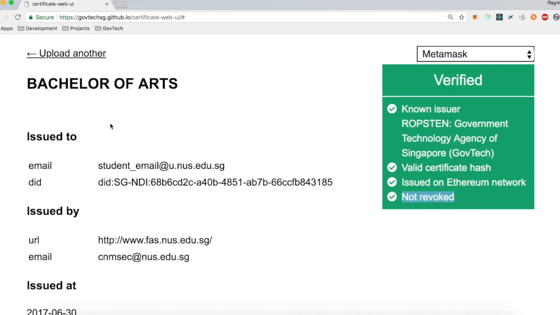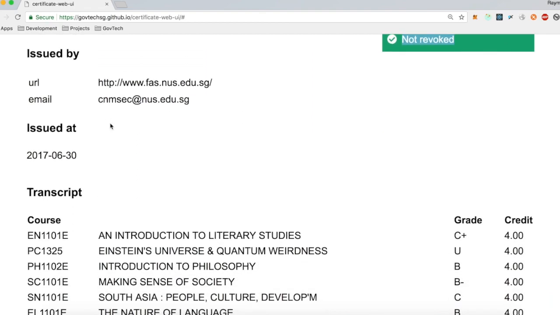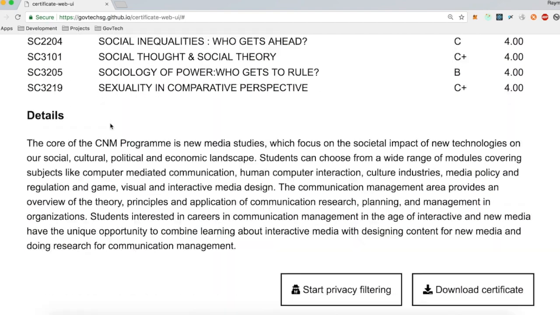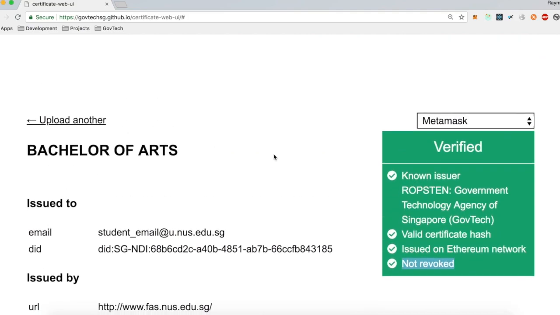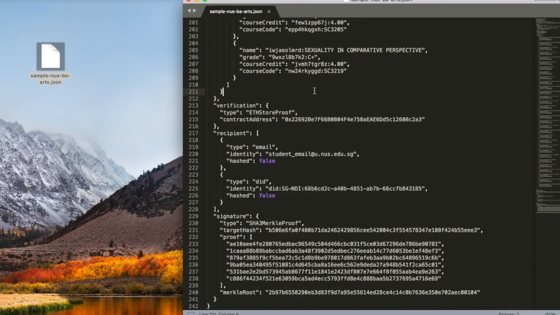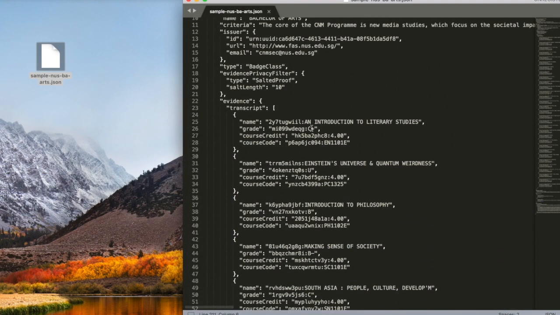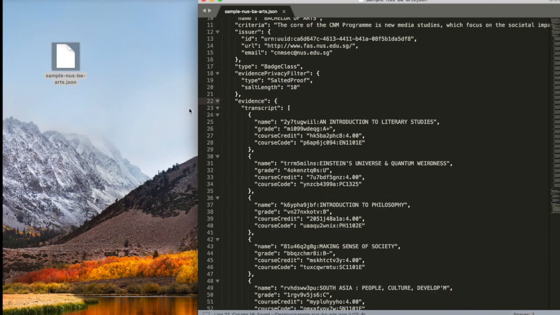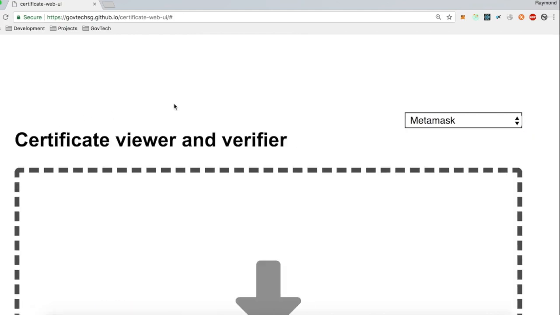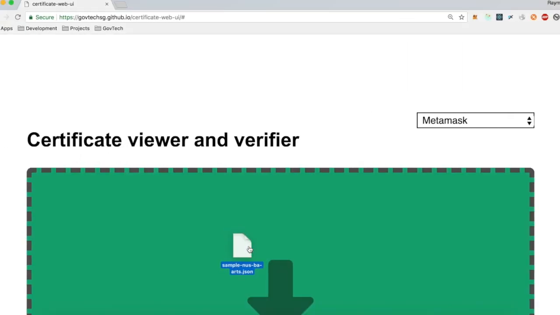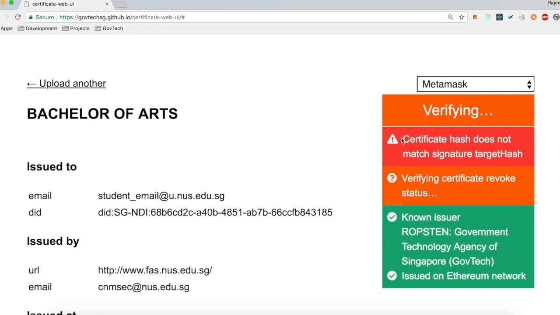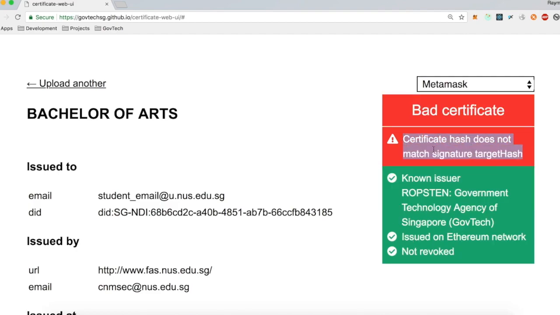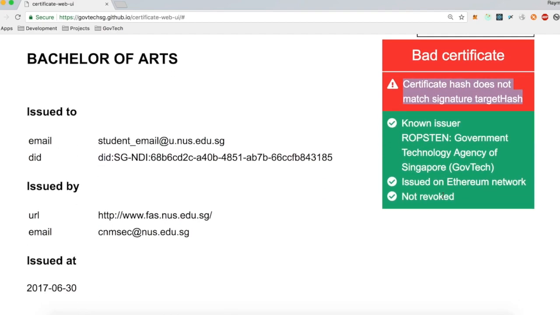Over here, we can see the data on the certificate. Now let's try to alter the cert. Suppose that I would like to change my grade from a C to an A. The same cert will then be invalid, as the certificate hash does not match the target hash.